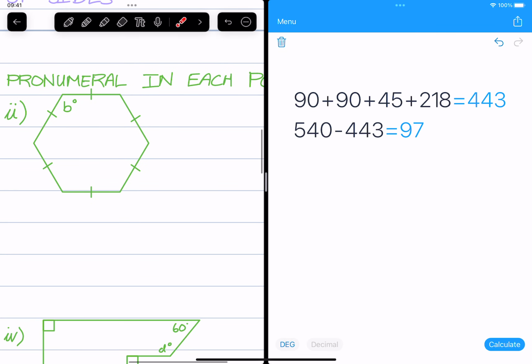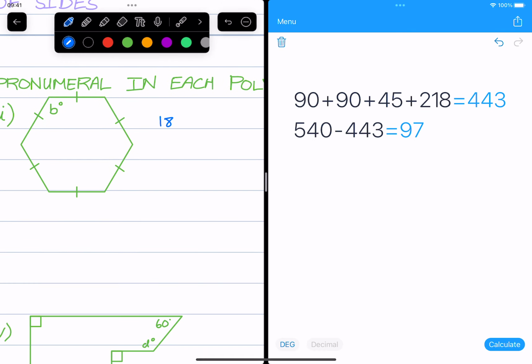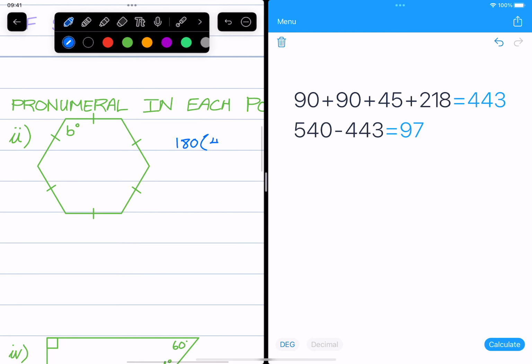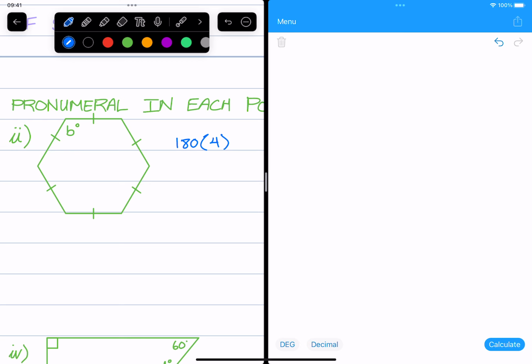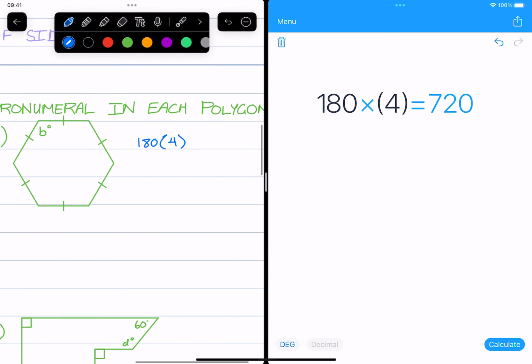This one is a regular, well, let's first count how many sides there are. It is 1, 2, 3, 4, 5, 6. That is a regular hexagon. So if we find the angle sum, we just do it as 180 times (6 minus 2), which is 4. So let's calculate that. 6 minus 2 is going to be 4. Gives us 720.